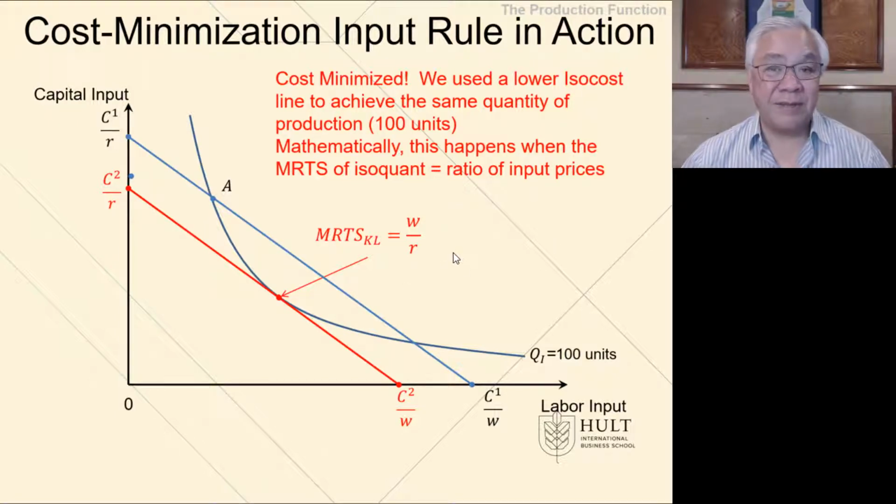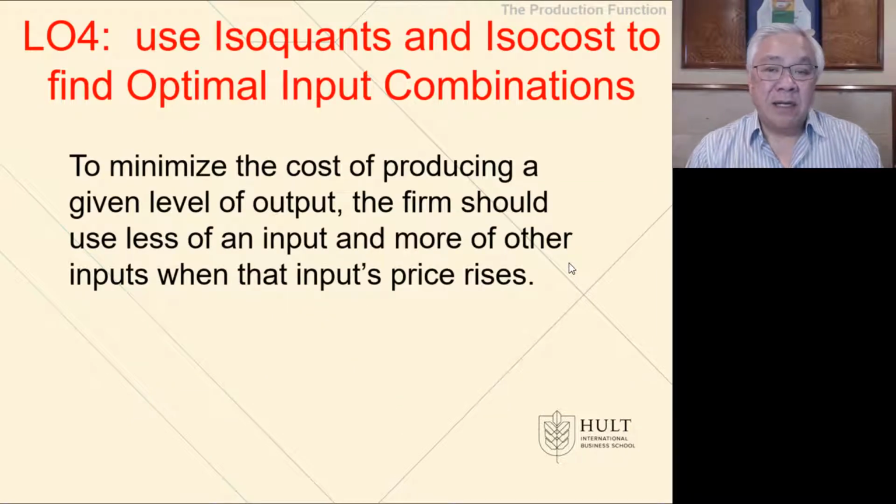So this looks very similar to what we saw before with the indifference curves, where we had a budget and we had an indifference curve. Here we have a cost and an isoquant, right? So very similar idea. Instead of satisfaction for a consumer, we're looking at the number of products produced as output in a manufacturing process. So learning objective 4 is let's use the isoquants and isocost to find the optimal unit combinations.